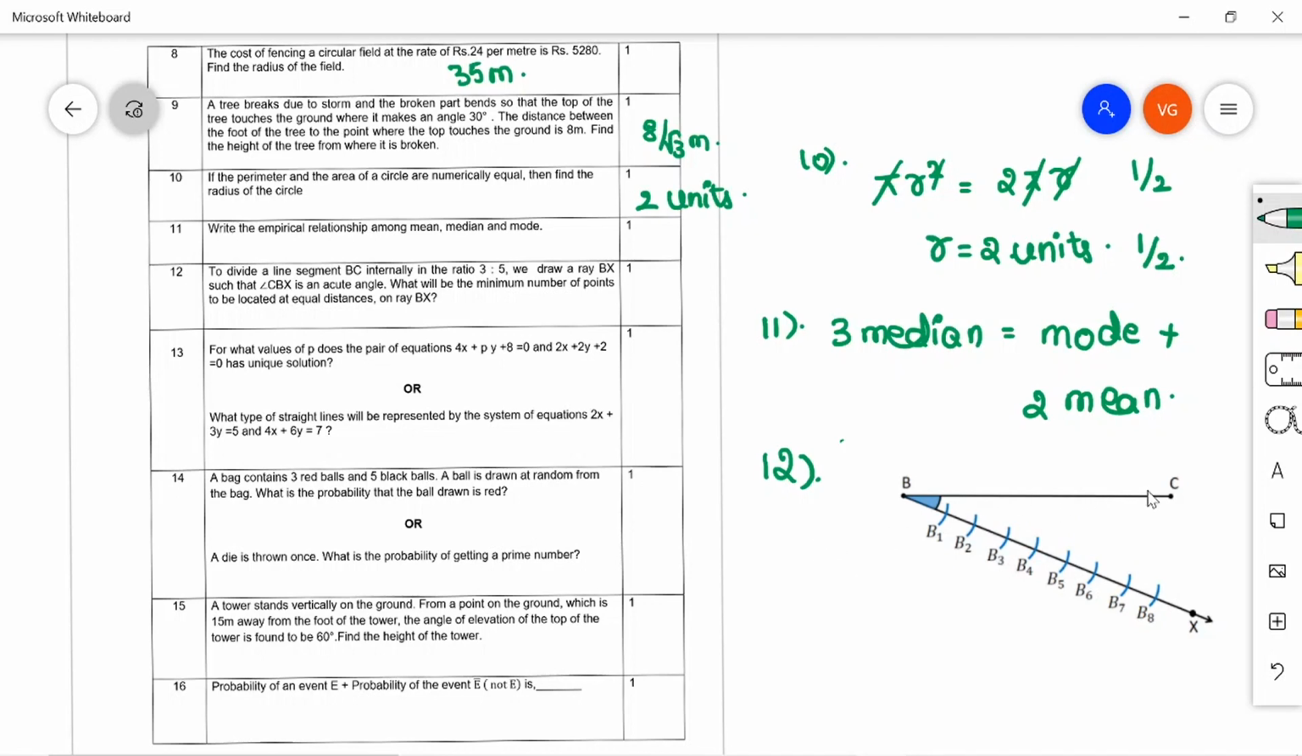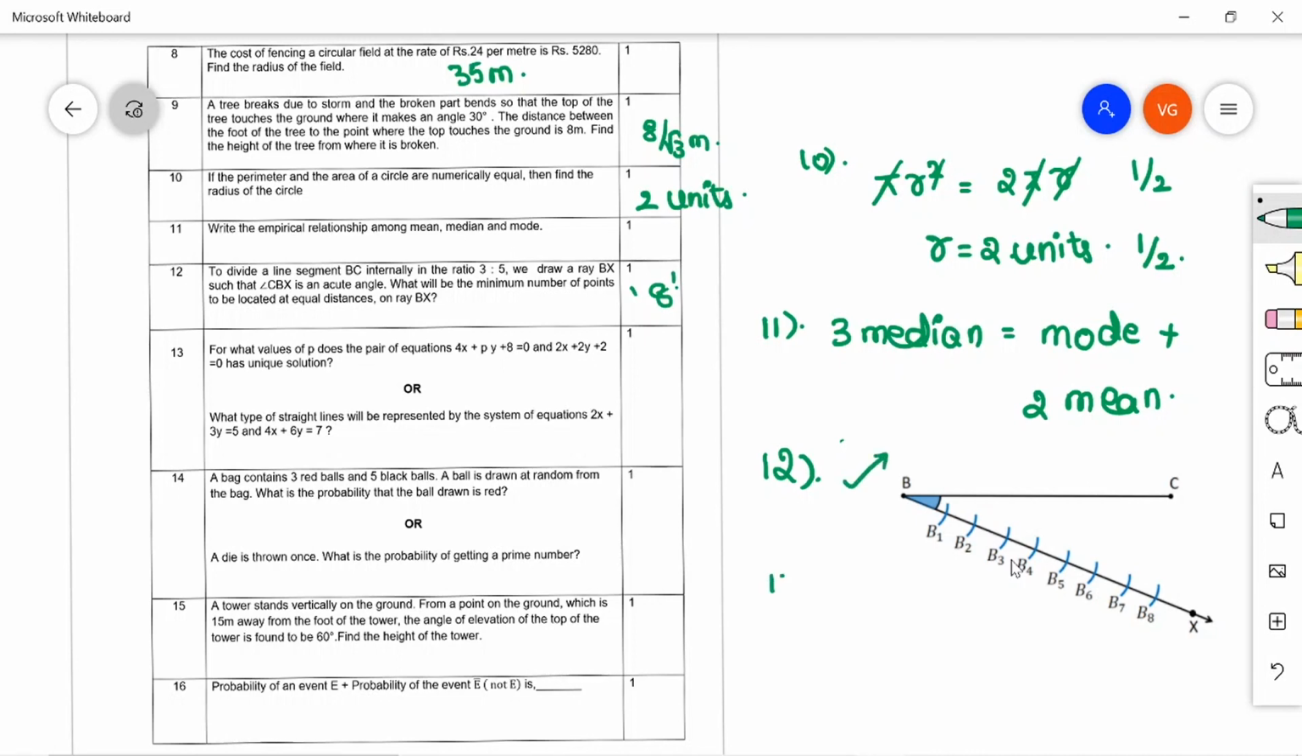Draw a line segment BC with some length and draw ray BX with some acute angle. Now divide the ray into 8 equal parts, right? So the minimum number of points located at equal distances that you can draw is 8 points. So this is again a construction based question. You can solve this. So 8 points you will get after drawing, and this is the drawing you will get.